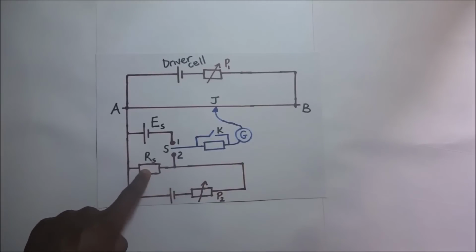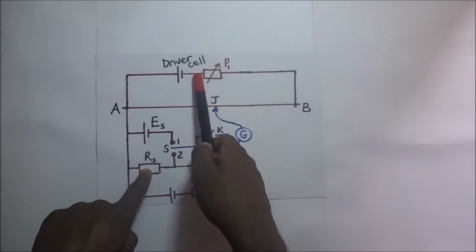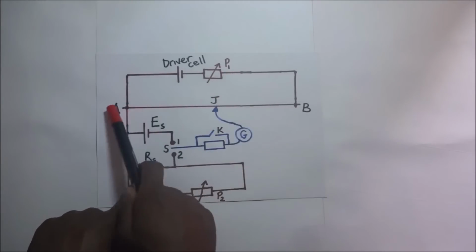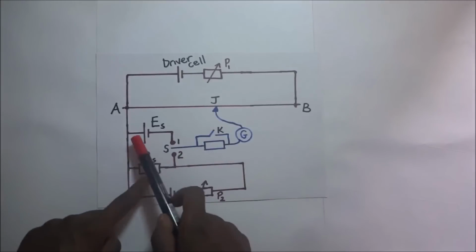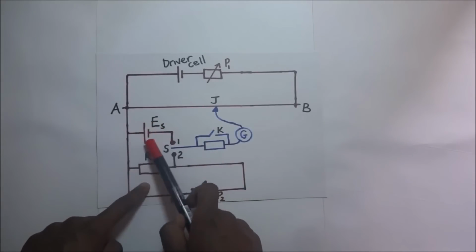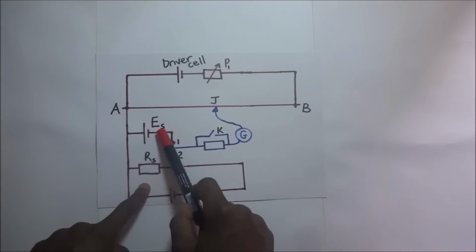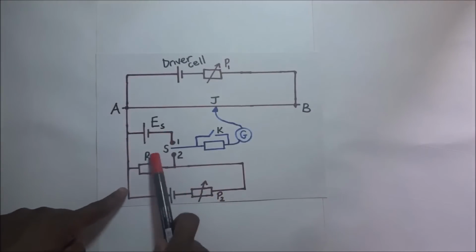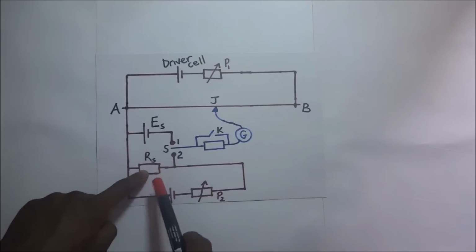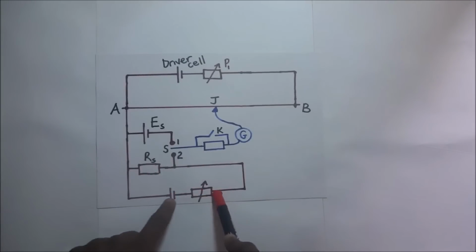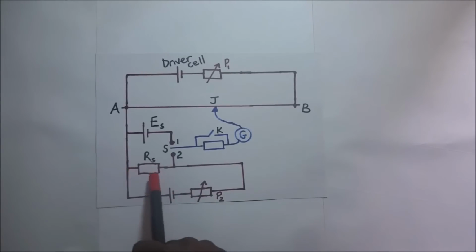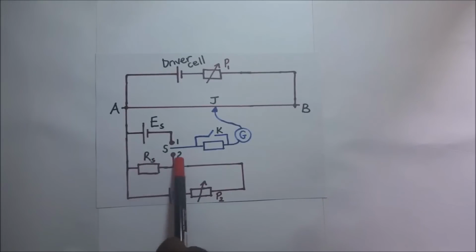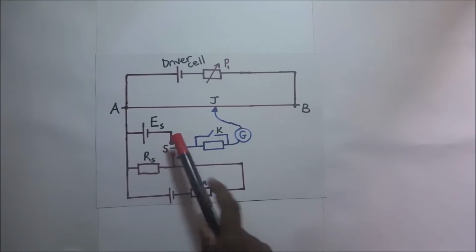Of course, our primary circuit is as usual. We have a driver cell and a variable resistor P1. Then this is our slide wire AB, and this is connected to our secondary circuit. Our secondary circuit has a standard cell whose EMF is known. That's why we are calling it ES. And we have this other circuit down here that contains a variable resistor, a cell, and a resistor Rs, and we need to find out the amount of current that is flowing through this Rs. Of course, we have switch S here, which can be connected to either position 1 or position 2.